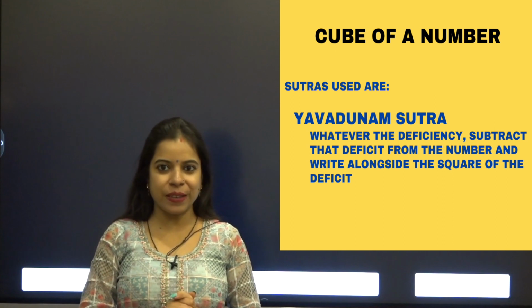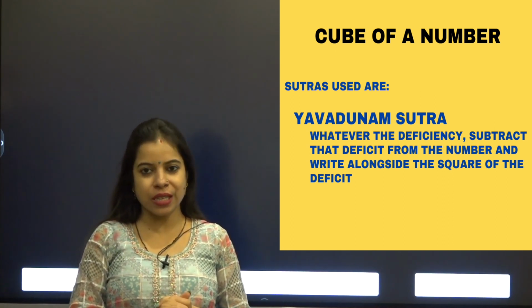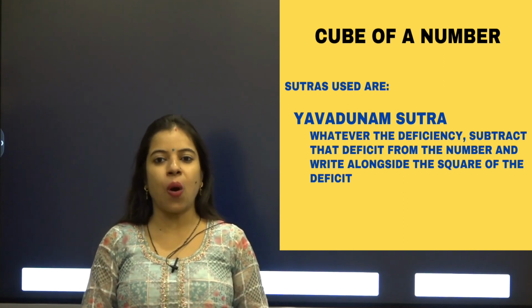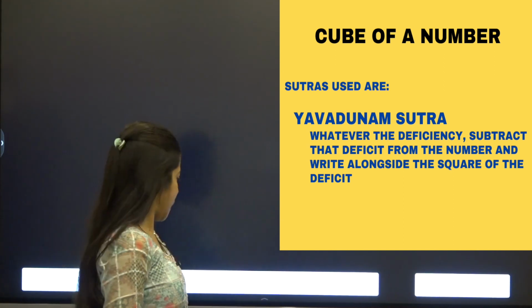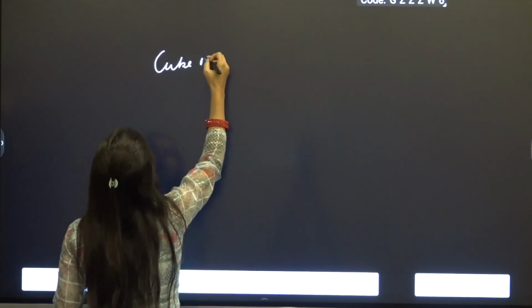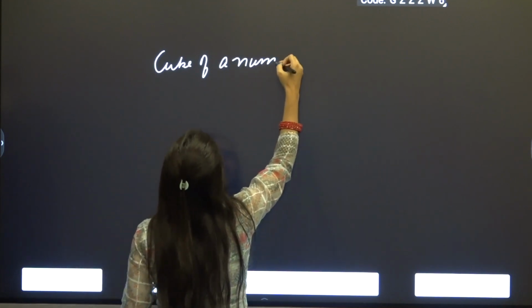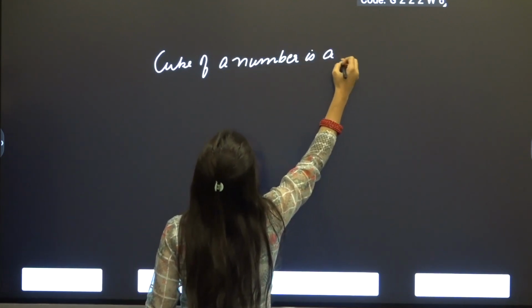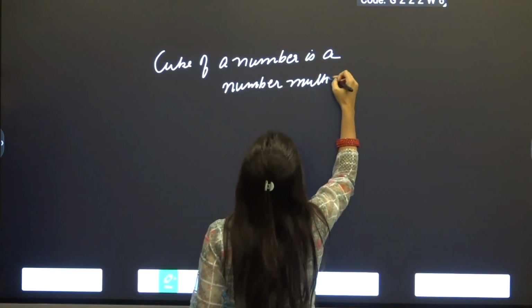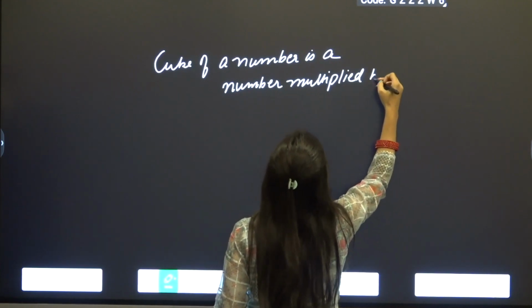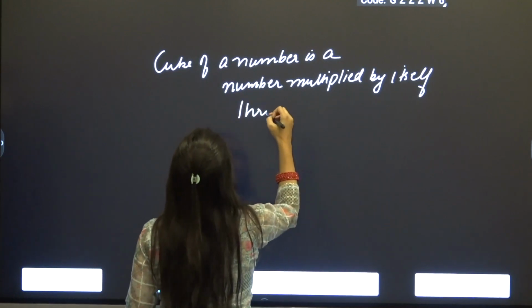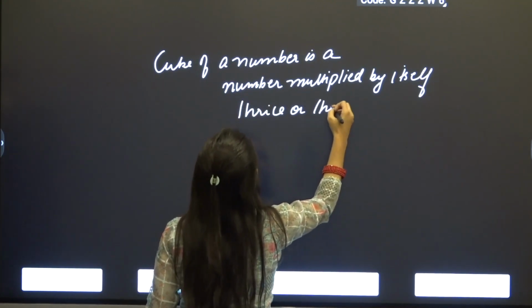I'm Dr. Neha Bhatia, and today I'm going to discuss how to find the cube of a number using a technique of Vedic mathematics. By cube of a number, I mean a number multiplied by itself thrice, or three times.